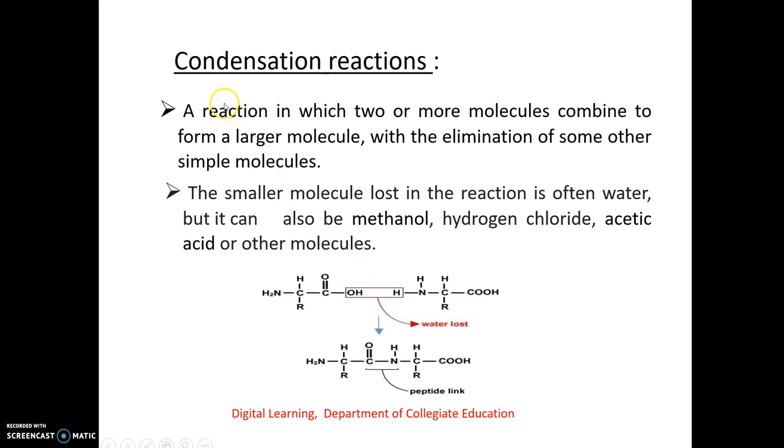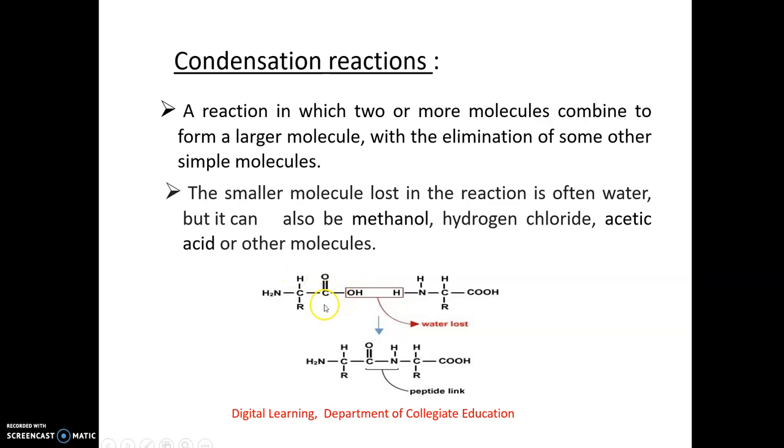Coming to the next type of reaction, that is the condensation reaction. It is a reaction in which two or more molecules combine to form a larger molecule. During this combination of two molecules to form a condensed product, there will be an elimination of a simple molecule. The elimination may involve a water molecule, and the other small molecules which are lost in the reaction can be methanol, hydrogen chloride, acetic acid, or any other molecule.